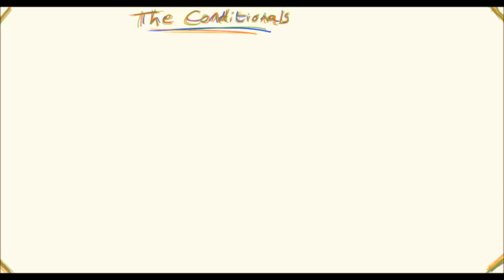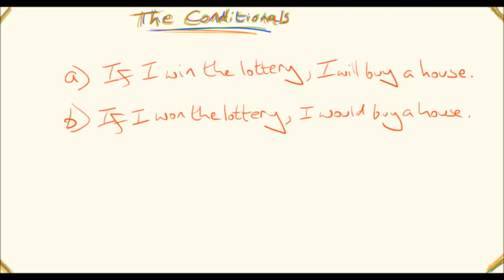We're going to take a step into the mind of the native speaker here, and it might seem a little bit crazy to you, but I promise you this is really how we think. We might not be aware that this is how we think, but this is it. I want to give you a couple of example sentences. Sentence A, if I win the lottery, I will buy a house. Sentence B, if I won the lottery, I would buy a house.